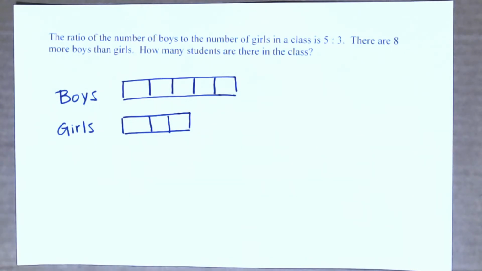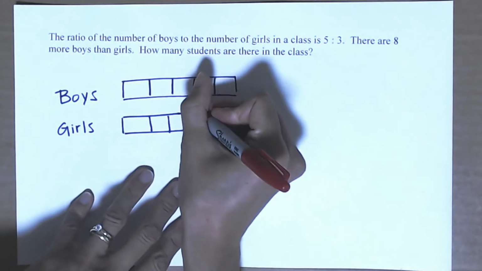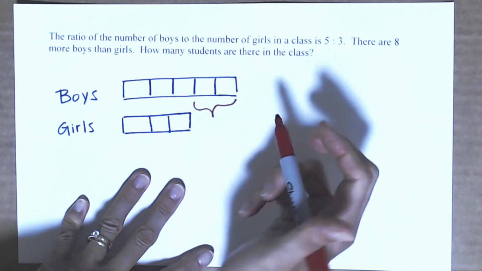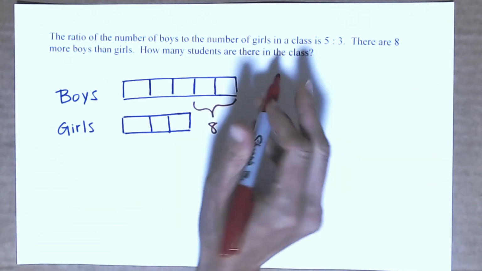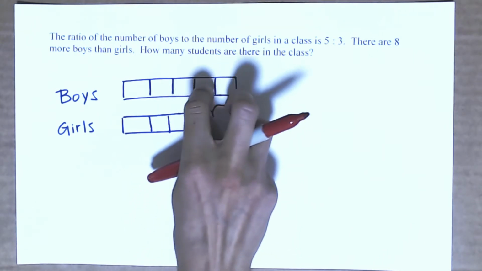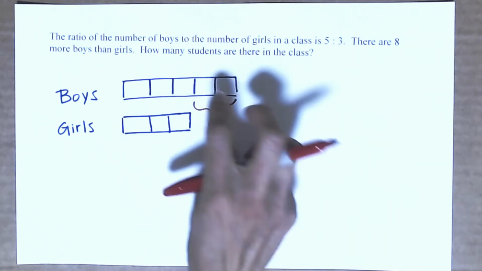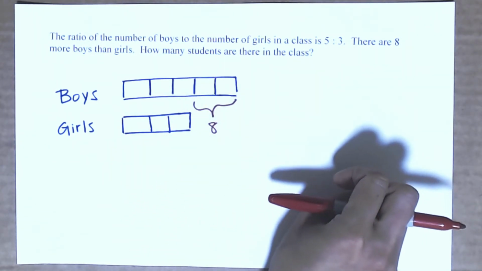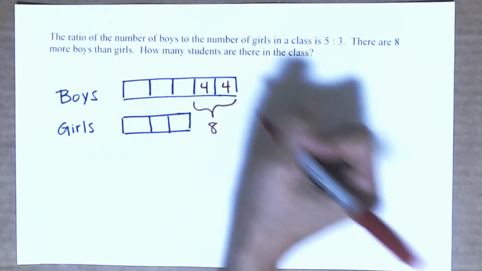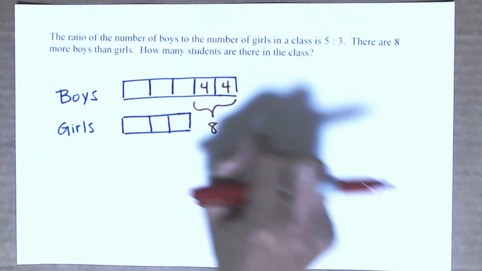Now we're told that there are 8 more boys than girls. So looking at our picture, that's this section right here. There are 8 more boys than girls. This is 8, because the difference of this bar model to this bar model is these two sections, those two parts. So that's 8. So now we know that each part is 4, because 4 plus 4 is 8.